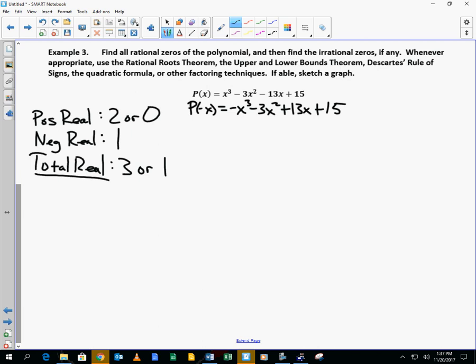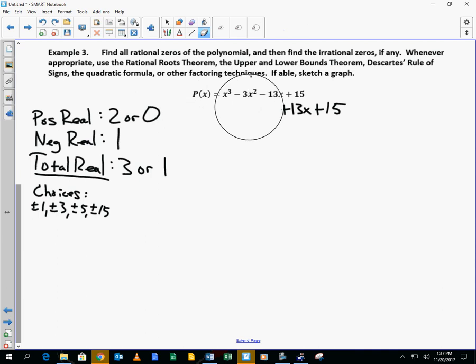The total number of real solutions consists of the positive and the negative together. So I'd either have 2 and 1, which is 3, or 0 and 1, which is 1. Very good? Okay, well, let's look at our choices. What would we plug in for rational roots? Plus or minus 1, plus or minus 3, plus or minus 5, and plus or minus 15. So we could have positive or negative. We for sure have a negative one. It says we do.